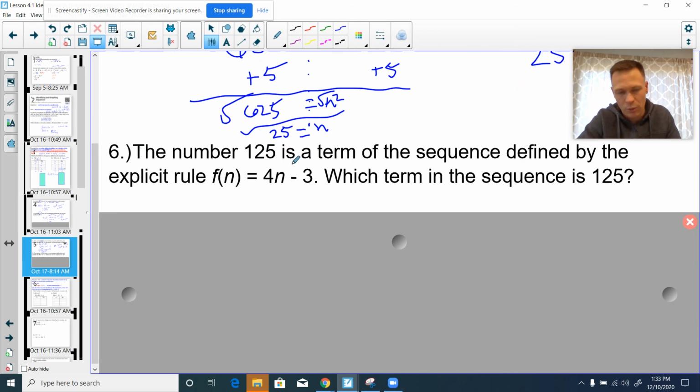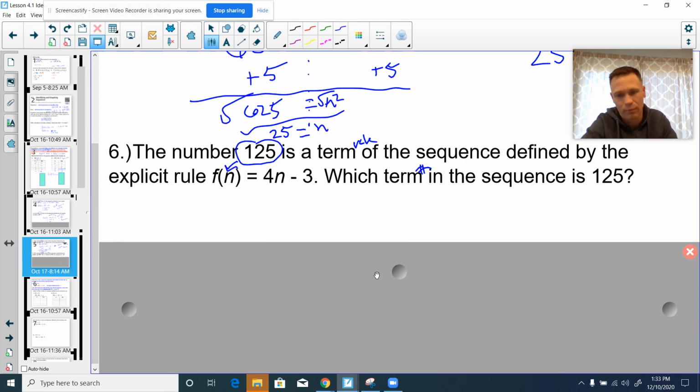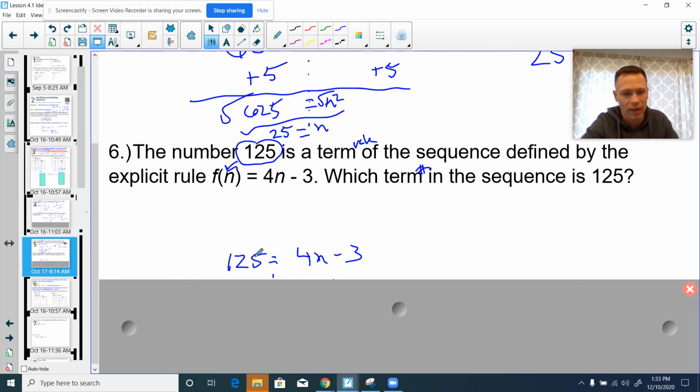The number 125 is a term value of the sequence defined by the function. Which term number in the sequence is it? Where does it appear? So 125, again, because I'm finding a term number, I want to find where it appears. 125 now goes in for f of n. So 125 is equal to 4n minus 3.